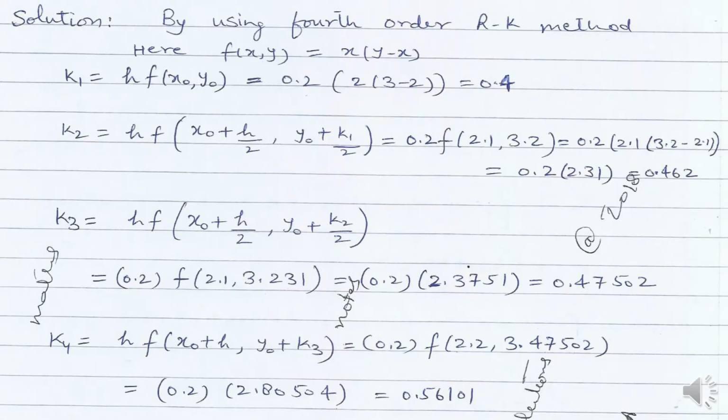So we use the fourth order Runge-Kutta method and we have the formula. k1 is equal to h f(x0, y0), k2 is h f(x0 plus h by 2, y0 plus k1 by 2), k3 is h f(x0 plus h by 2, y0 plus k2 by 2), and k4 is h f(x0 plus h, y0 plus k3). Next step we will discuss after this.